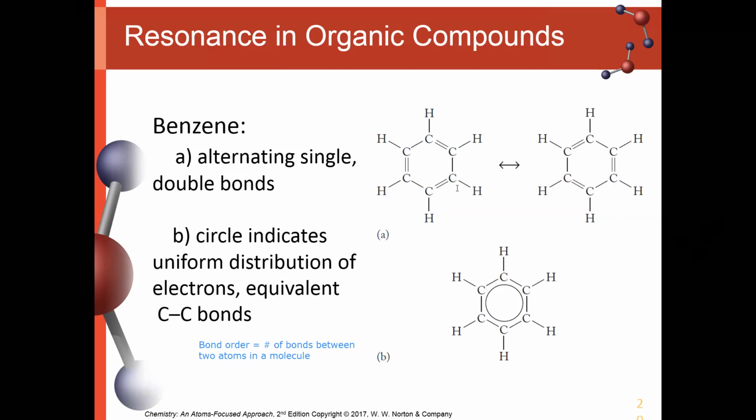When we deal with resonance structures, bond order is equal to the number of bonds being shared divided by the number of atoms sharing them.